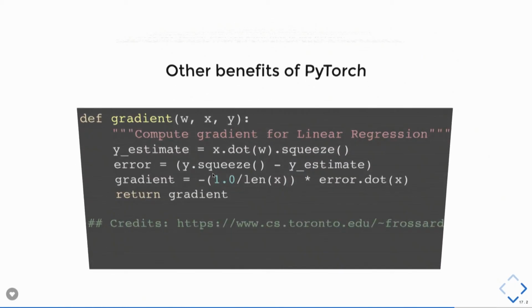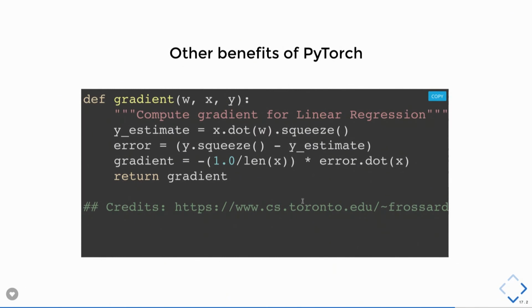And for that, I have this one example which I have copied from a University of Toronto website, where this person has written linear regression in NumPy. I just took the gradient function, and looking at the code, can you tell me whether this is NumPy or PyTorch?